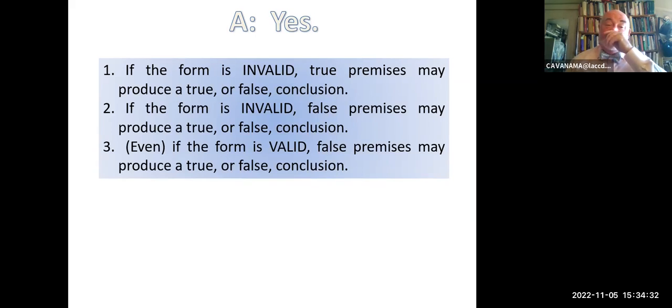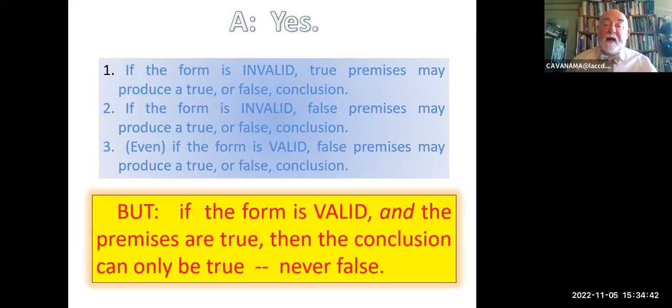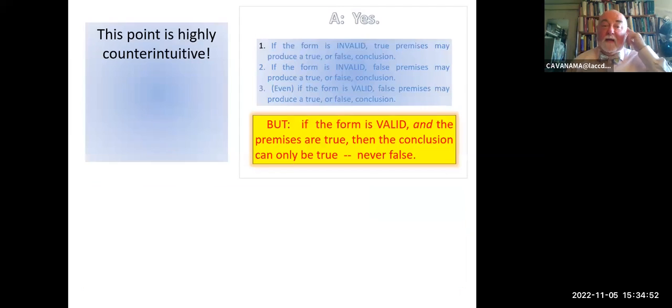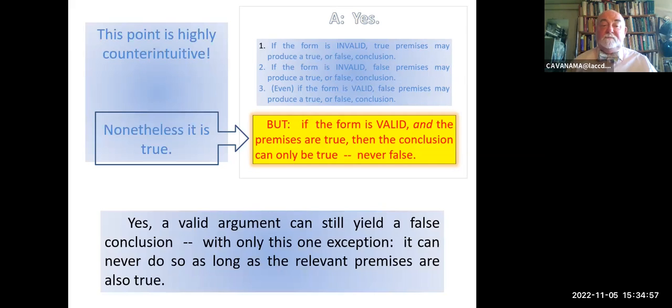If the form is invalid, true premises can give you a true or false conclusion. False premises can give you a true or false conclusion. If the form is valid, false premises may produce a true or false conclusion. But this is the important point. If the form is valid and the premises are true, then the conclusion can only be true, never false. This point is highly counterintuitive. Nonetheless, it is true. Yes, a valid argument can still yield a false conclusion, with only this one exception. It can never do so as long as the relevant premises are also true. Otherwise, it can't.